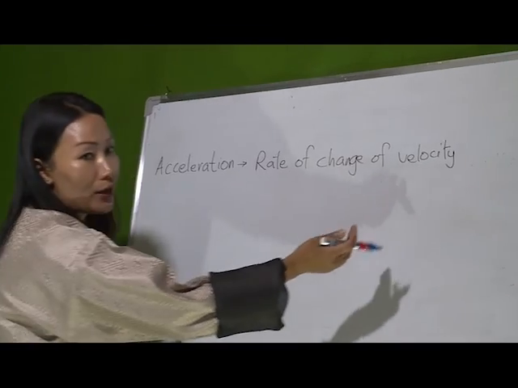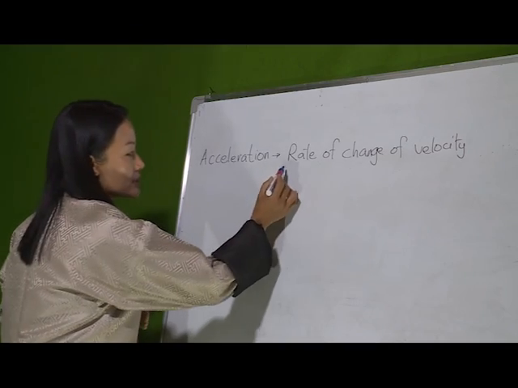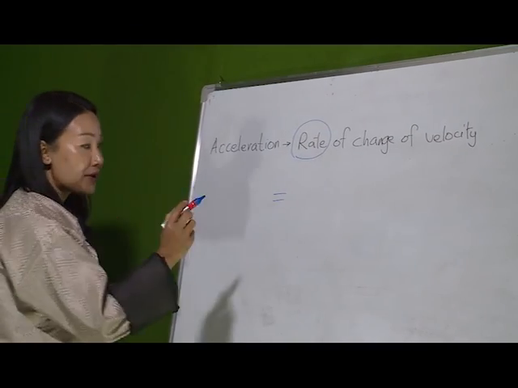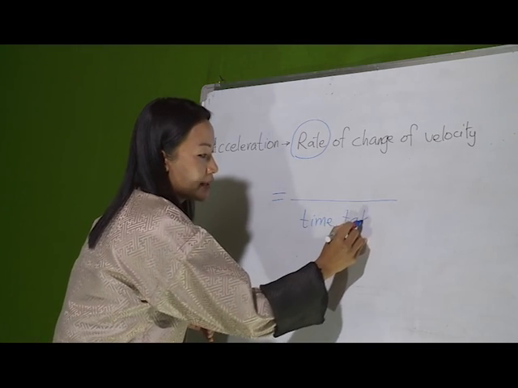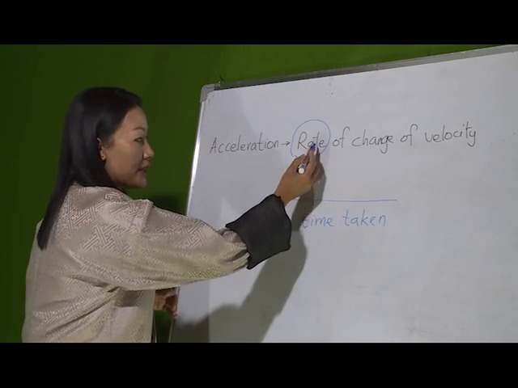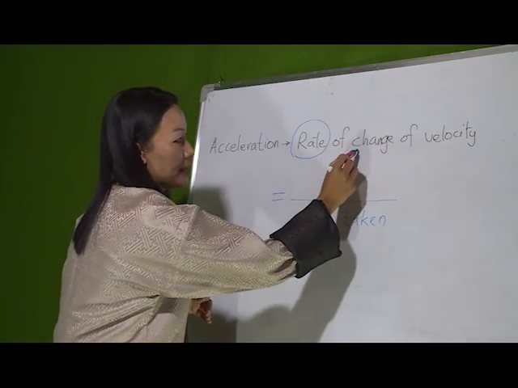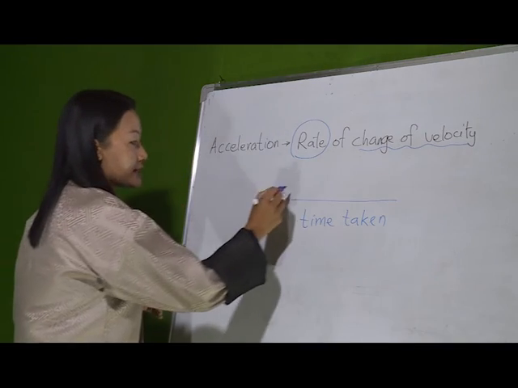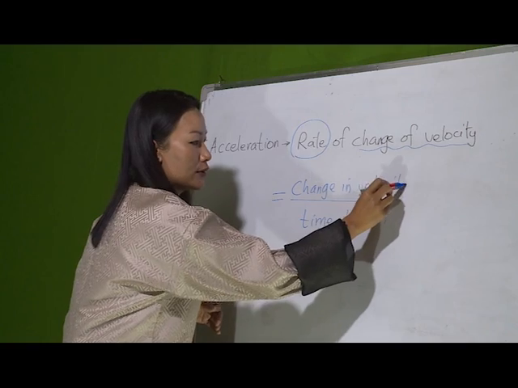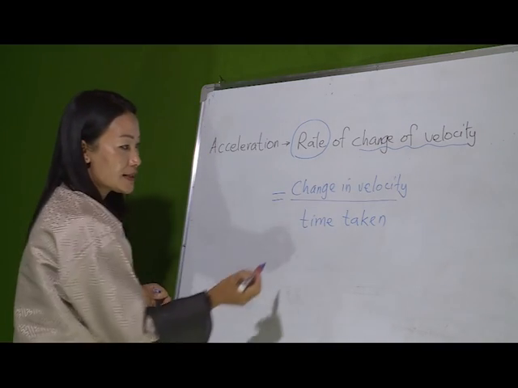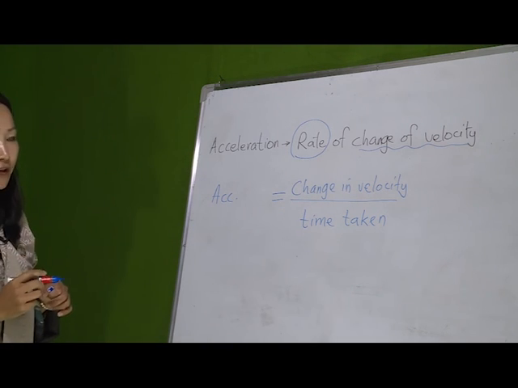This is a definition. Now you have to break it down in the form of a formula. So how should you do that? Do you notice this word rate here? The word rate means you're dividing by time taken. Now what are you dividing by time taken? You are dividing the change in velocity. So change in velocity divided by time taken is the mathematical expression of acceleration.